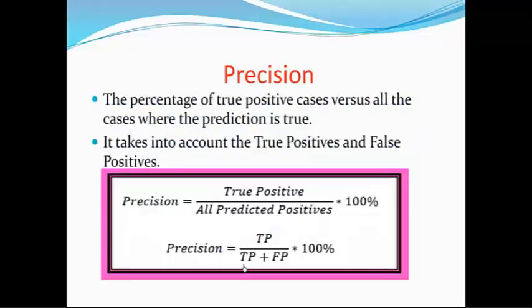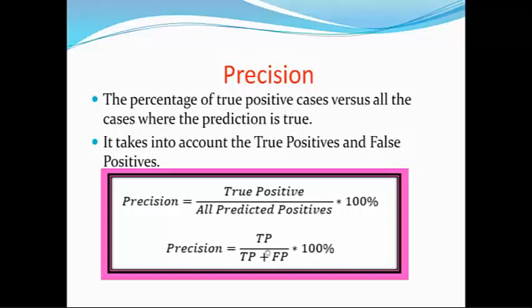Precision means the percentage. The result will also come in percent. The percentage of the true positive cases. How many true positive cases are there? True positive cases means the device is telling positive and the situation is also the same, because the situation and the reality both are the same. For that reason, true positive is coming. So the percentage of the true positive cases versus all the cases where the prediction is true.